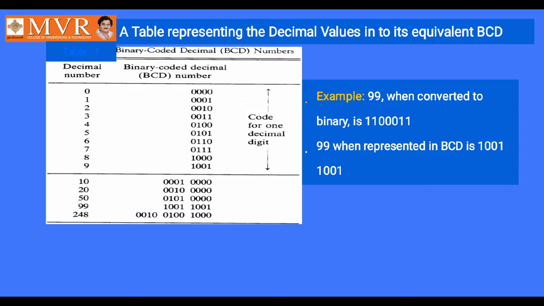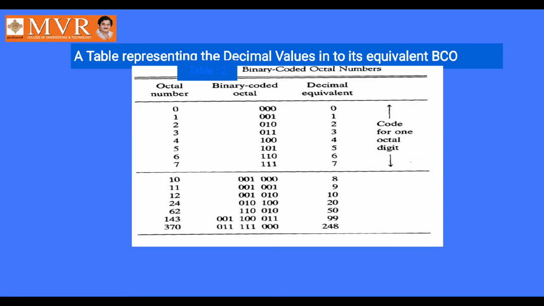But the total value, whichever is converted, will be grouped into 3 digits in octal, because we have 0 to 7, so only 3 binary digits represent an octal digit. In hexadecimal, we have 0 to 9 and A to F, a total of 16 numbers, and we use 4 binary digits. That's why, if you want to convert a binary number to octal, we group 3 binary digits, and for hexa, we group 4 binary digits. You can see the same in the next 2 tables.